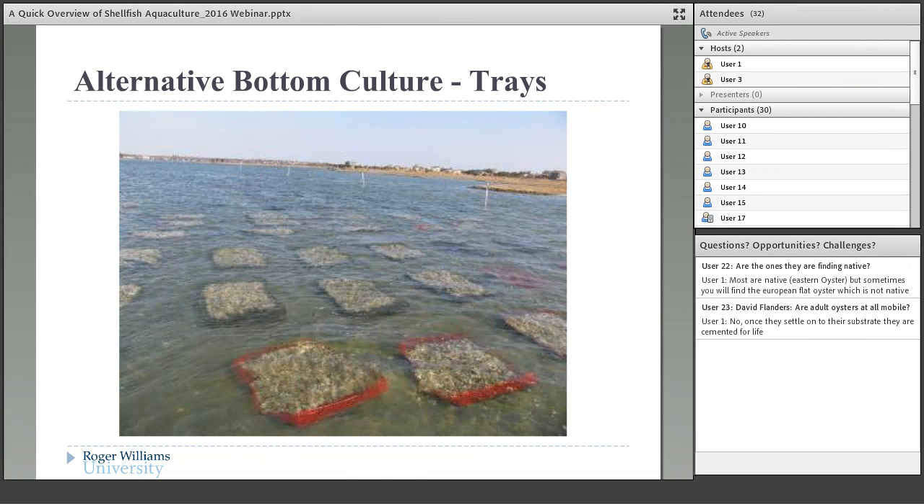Another alternative bottom culture system is using a tray system. This is an aquaculture site in a shallow water coastal pond where he's growing his oysters just in wire mesh cages that are sitting directly on the bottom. It's a fairly hard sandy bottom, and so it's a good spot for using this kind of technology.